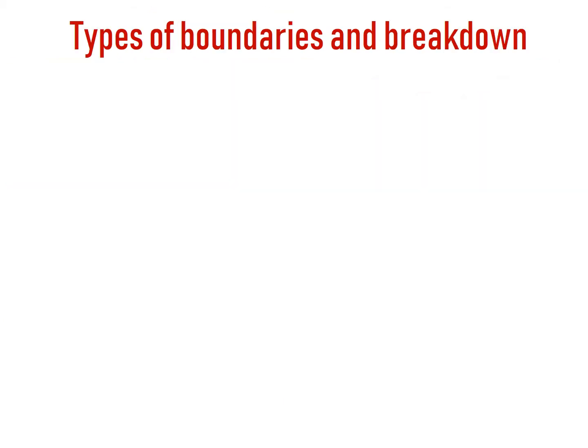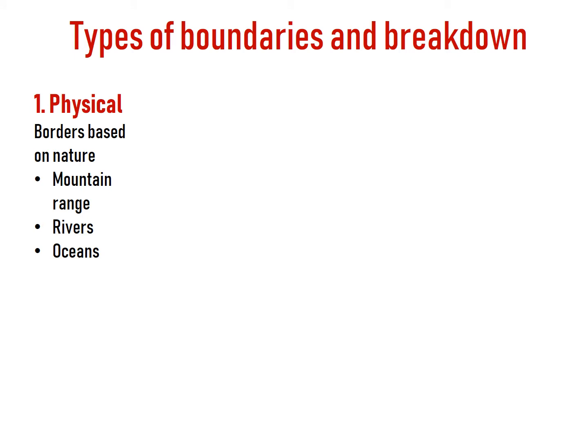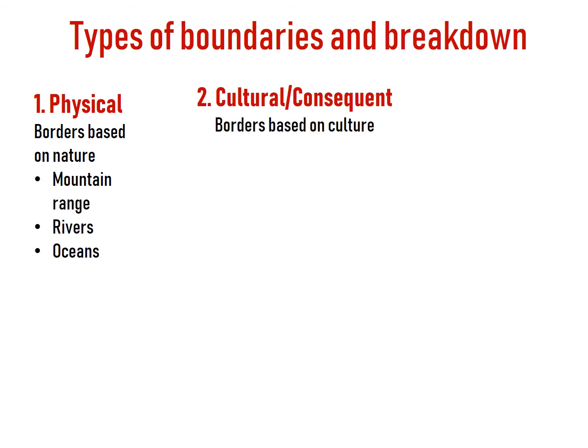So there's types of boundaries, and I made a breakdown to kind of help you. So first off, you have physical boundaries, right? Physical boundaries are borders based on something physical. It could be like a mountain range, a river, an ocean. Like, you're going to make the border of your country that place because of that physical feature in the environment. The next type of borders that we have are cultural or consequent. These are borders based on some part of our culture, right? These are the borders that, all borders are made up, but this is one that's not based on the physical environment that we are going to place on a map because it makes sense to us.